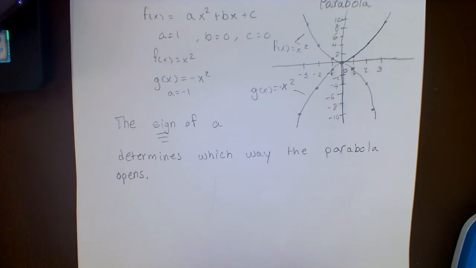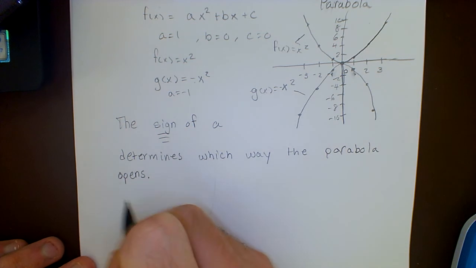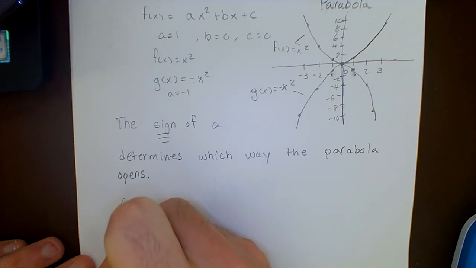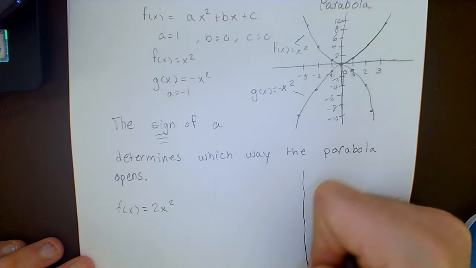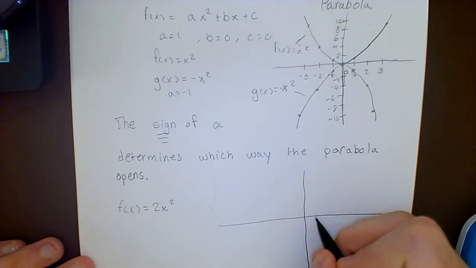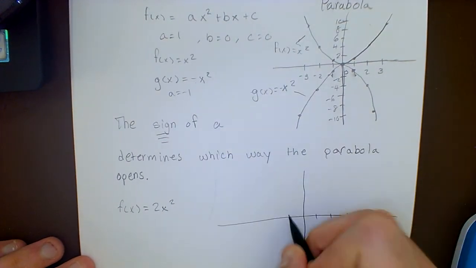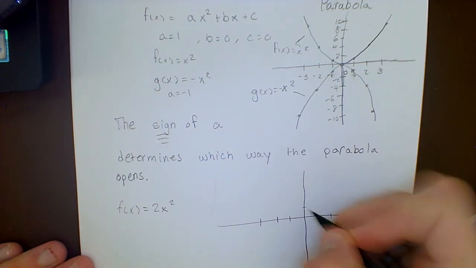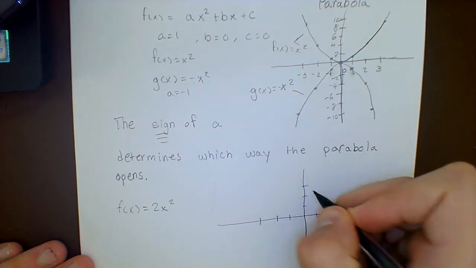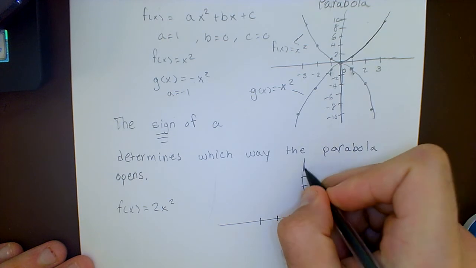Or what these values contribute to the shape of the function. Another one is the magnitude of a. So nothing to do with the sign here, but if you make a bigger, so for example, let's graph f of x equals 2x squared, then our graph is going to change a little bit. So 1, 2, 3, 1, 2, 3. Okay, so if I do 2, 4, 6, 8, 10.